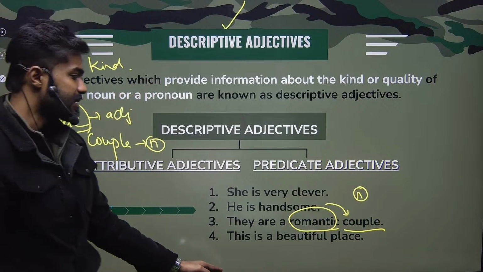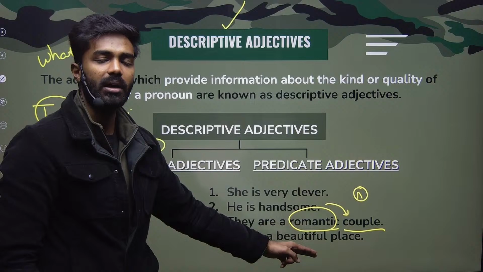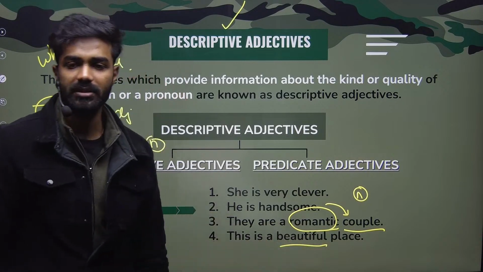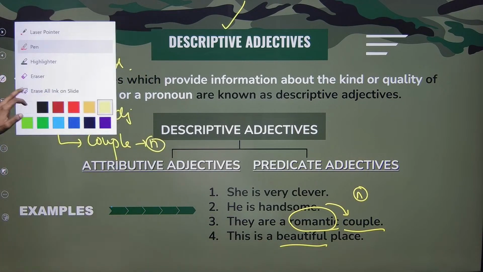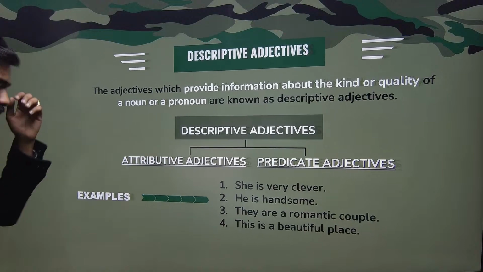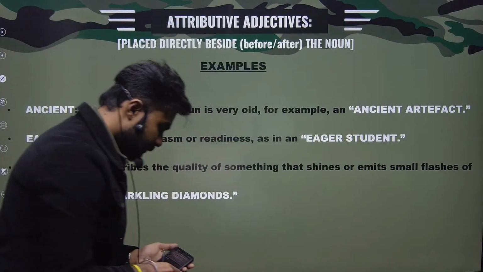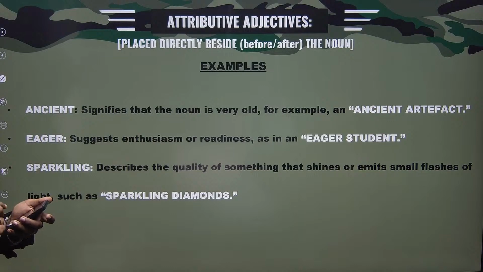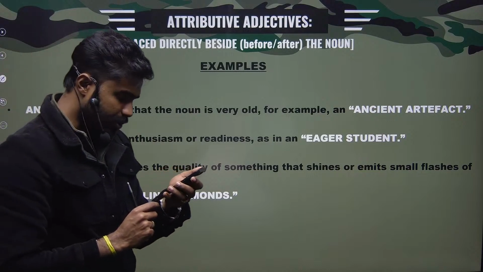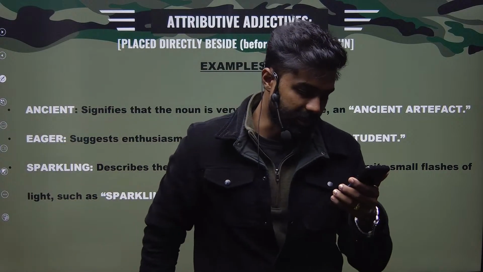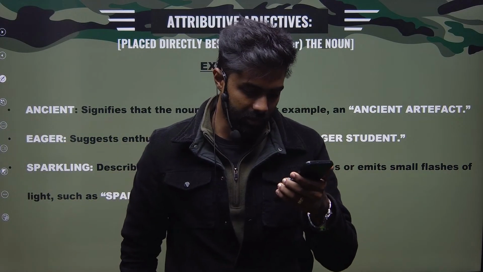That's it. This is a beautiful place. Place is my noun. And what kind of place is it? It is a beautiful place. That's it. Clear? Shall we move to the next one? Any doubts so far? All right. Yashwant, all clear. Jyoti, clear, sir. Simran, all clear, sir.